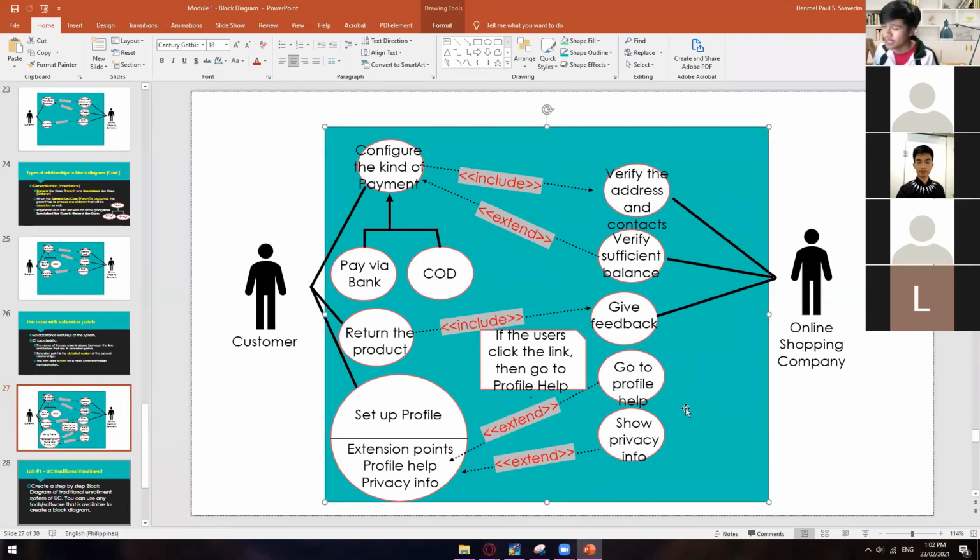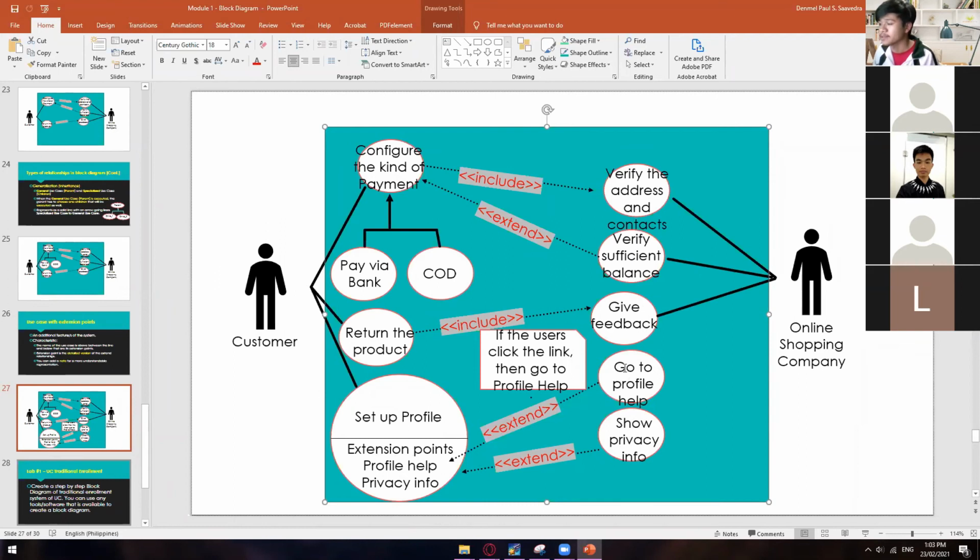This is very straightforward, but it represents functions or things that you can still do inside that function. So there's a function inside of that function. Another function here is privacy info, wherein once you click the privacy info, it will lead you to show privacy info. Those have an extend relationship since they are optional. What if you stop right here at setup profile? It will not show those use cases anymore. But if you click one of those, that's when it will show each of those use cases.